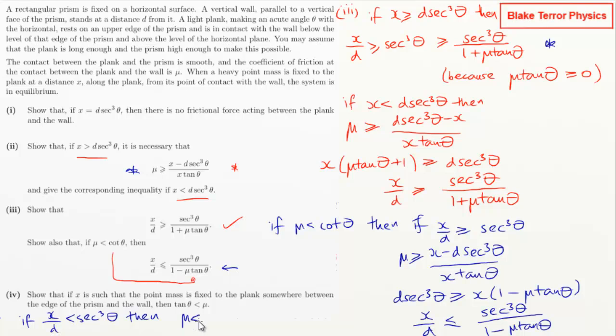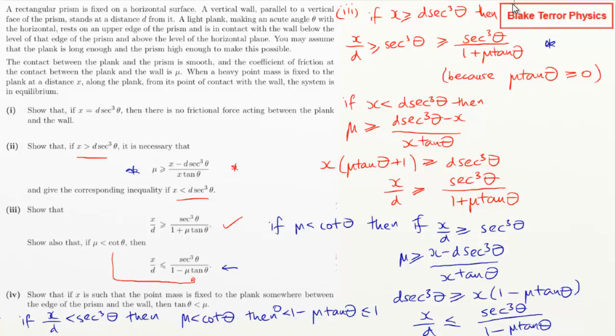Then, so what I'm getting at is if mu is less than cot theta, then 1 minus mu tan theta is going to be between 0 and 1. Well, it can't be 0, it could be equal to 1, I think. If mu is, oh no, it can't even be equal to 1. Oh no, mu could be 0, yeah, so it could be equal to 1. So I've got that. So that means x over d is less than sec cubed theta. Yeah, and right, so I'm doing the same thing.